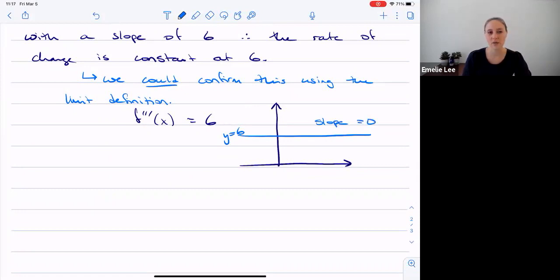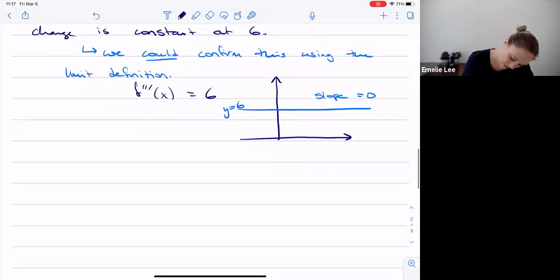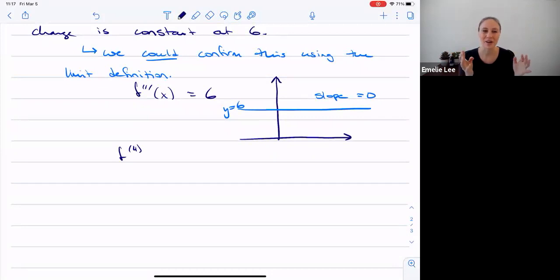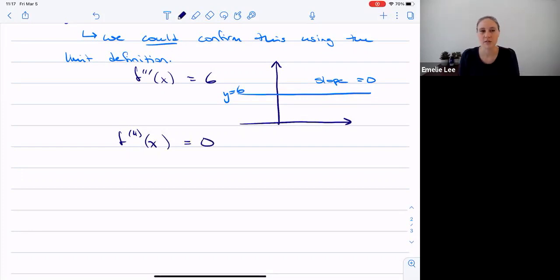So now, what can we say about the derivative of the third derivative, which is the fourth derivative? The fourth derivative, we start using these little brackets around, because having all these primes, we kind of cap out at 3. And after that, we use just brackets around the derivative that you want. So the fourth derivative is 0, right? Since the slope of a constant is 0.